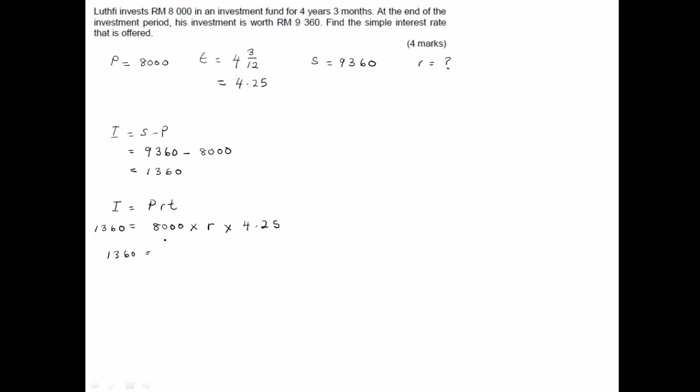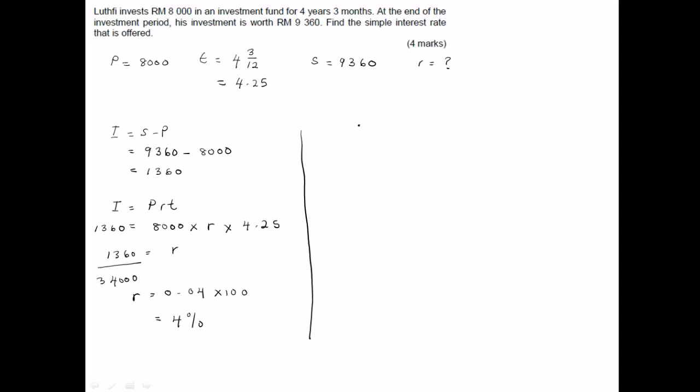Okay, 8000 multiply by 4.25 we get 34,000. So bring 34,000 to the other side, it becomes divide. Okay, solve the division. We get R equals 0.04. Okay, and then remember, we want to find simple interest rate. Rate, the final value should be in percentage. So multiply by 100. For final answer, 0.04 multiplied by 100 for %. Okay, that is the first way.